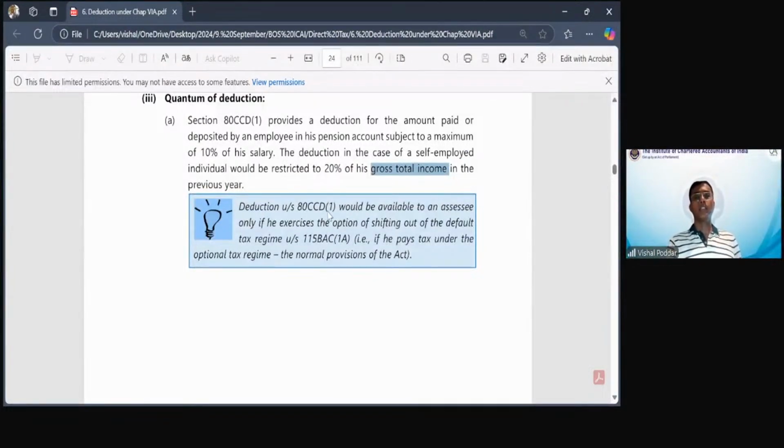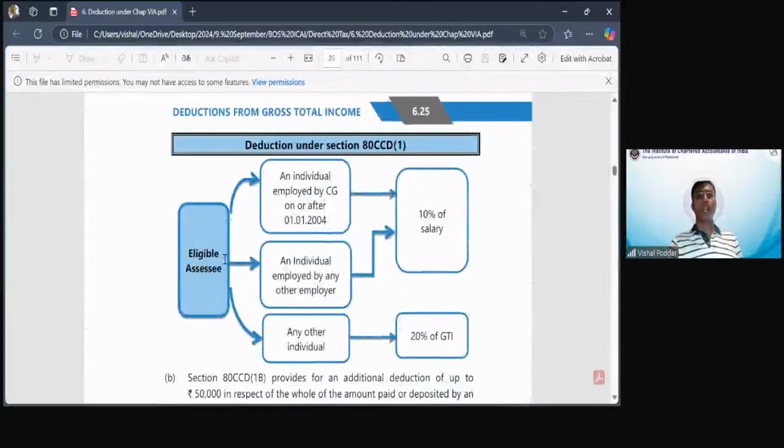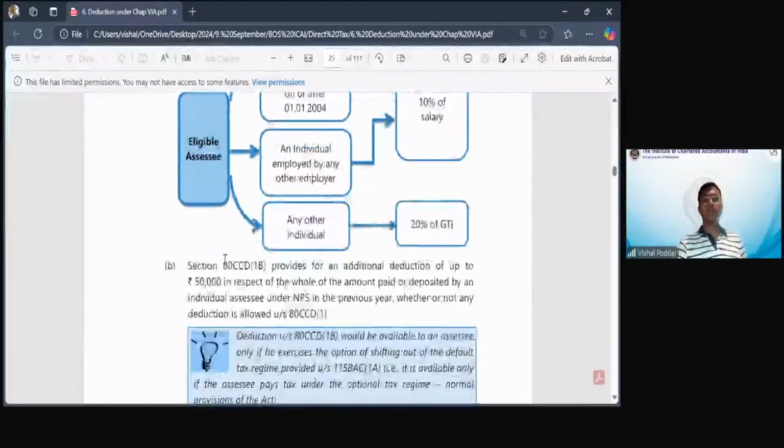Now, deduction under 80CCD(1), which is for your contribution, would be available to an employee only if he exercises the option of shifting out of the default tax regime under this section. That is, if he pays tax under the optional tax regime, that is the normal provisions of this Act. So for your contribution, you do not get the benefit under the new scheme. You get the benefit under the new scheme only for your employer's contribution. Remember this. So for your own contribution, you do not have the benefit under the new scheme.